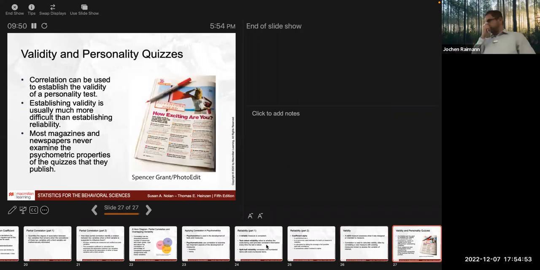Lastly, Nolan and Heinz want to make the point that most personality tests in magazines and newspapers that you will see are basically useless and don't really help you establish anything about personalities or whatever other claim they're making. So these personality quizzes are really not personality quizzes. It's more like an exercise to be done on a Sunday morning with coffee, nothing else. So they're not really a psychometric test, so to say.